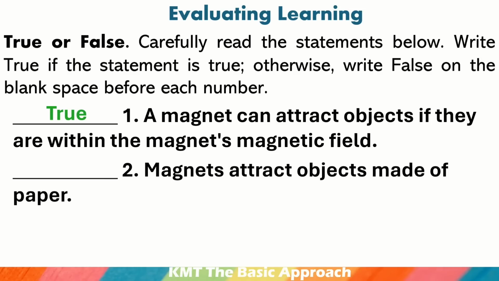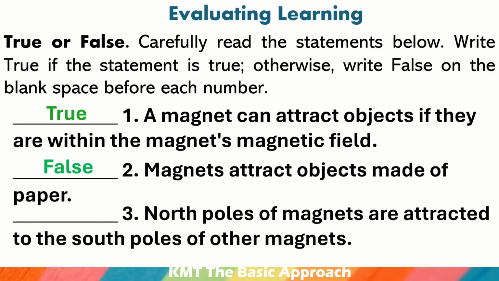Number 2. Magnets attract objects made of paper. Is it true or false? Good job. False. Number 3. North poles of magnets are attracted to the south poles of other magnets. Is it true or false? Great! True.